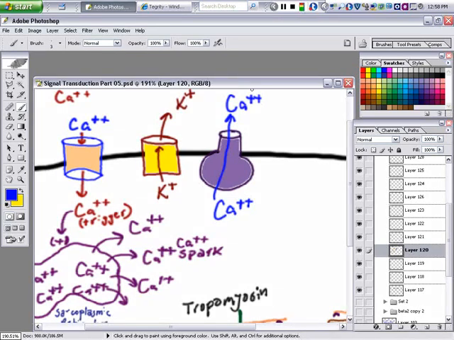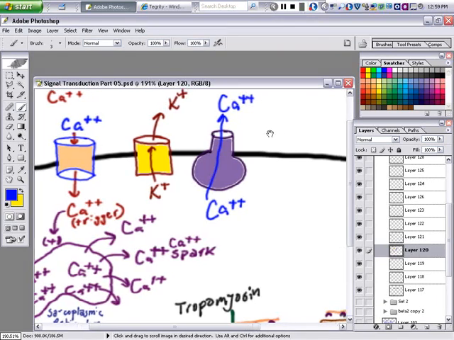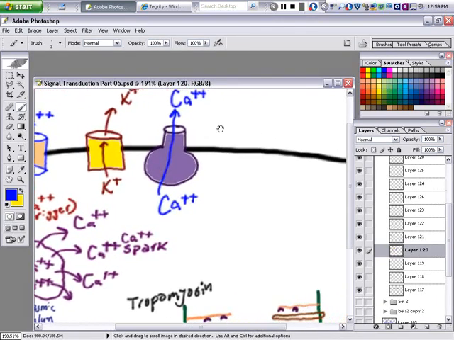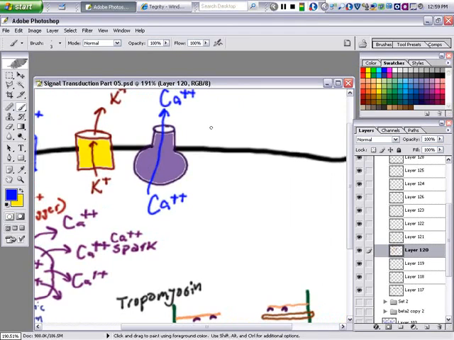Does that make sense? Why it needs to go back outside? Because it needs to be there so it could rush back in for the next contraction. Make sense? And you want to get rid of it because you don't want to be sparking. You don't want to be triggering those sarcoplasmic reticula when you need to have diastole taking place. So that's one way we get the calcium out.